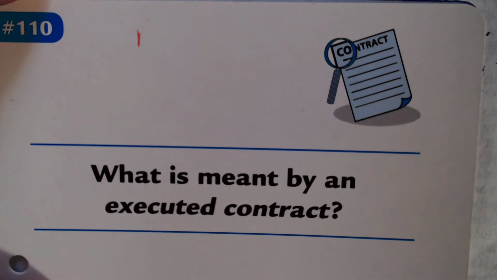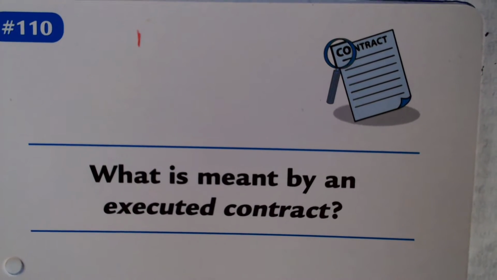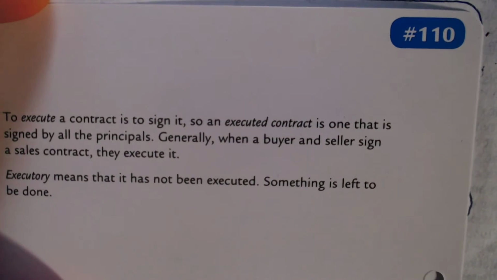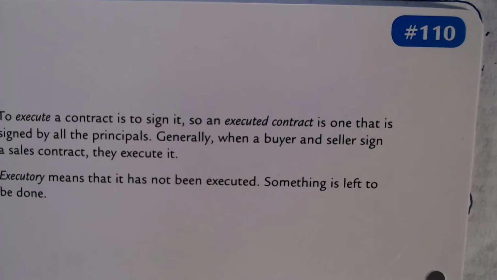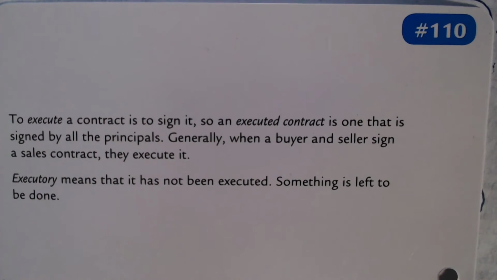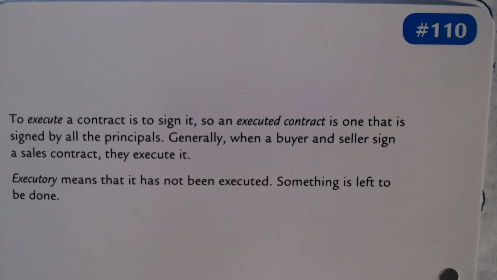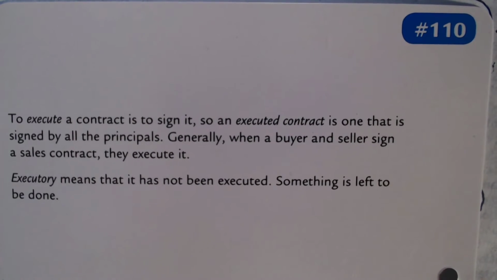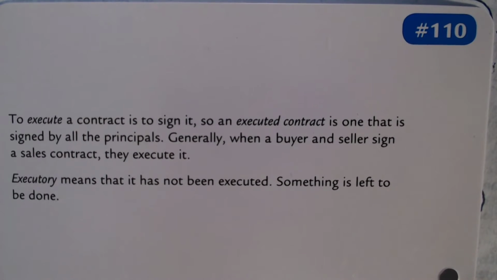What is meant by an executed contract? To execute a contract is to sign it. So an executed contract is one that is signed by all the principals. Generally, when the buyer and the seller sign a sales contract, they execute it.